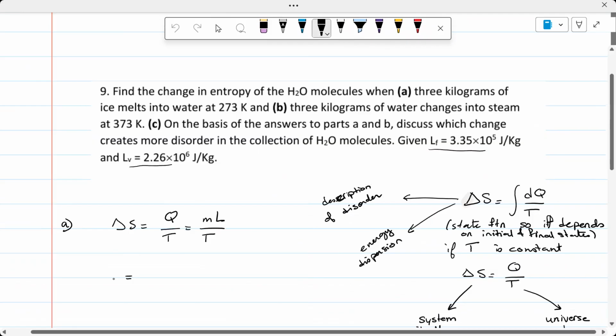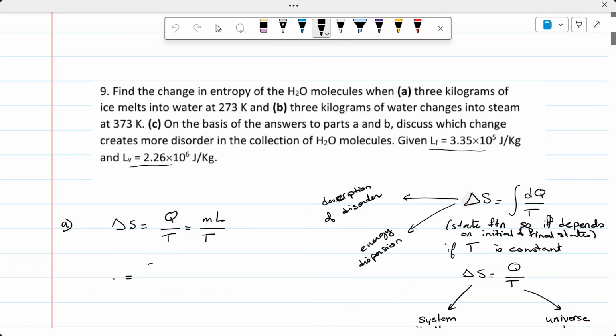I have some melting ice. I have 3 kilograms, namely, and I will use the latent heat of fusion and divide by the temperature, which is 273 kelvins. And you can find the change in the entropy.